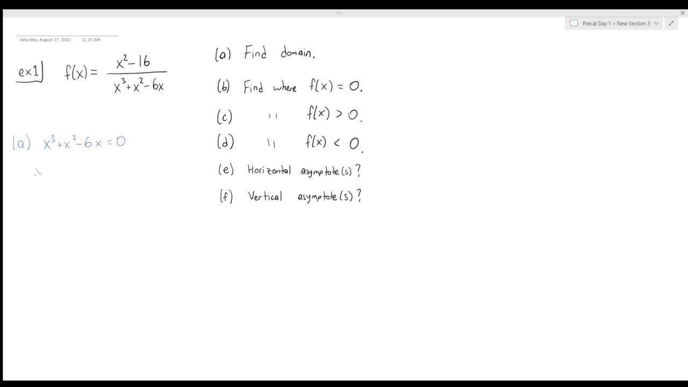Okay, so here you can factor out an x first from each term. And then we can further try to factor a little bit more. So this should factor as x plus 3 and x minus 2, right? Okay. So then there's 3 values of x that will make the denominator equal to 0. So then what would the domain of this function be?